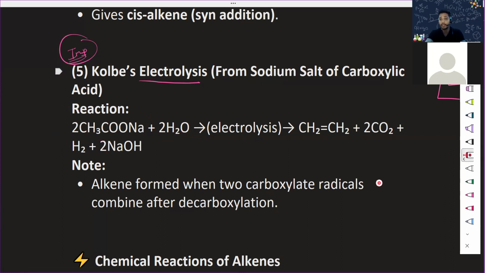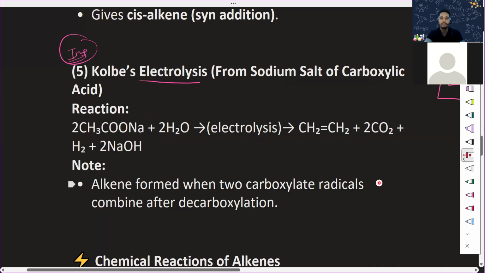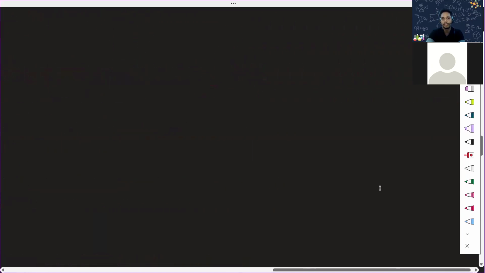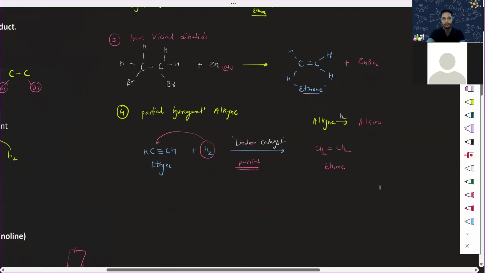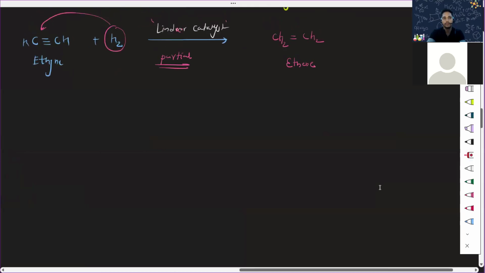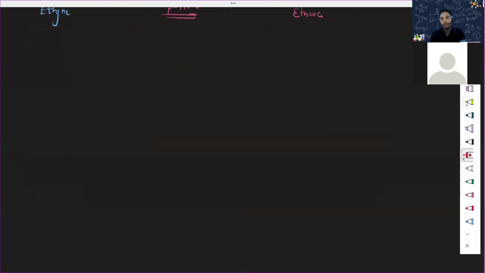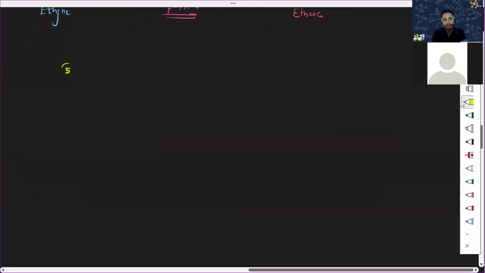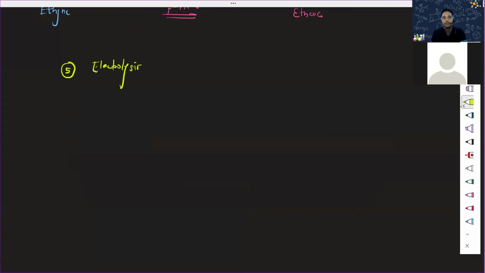That is very important. If you write one, it is wrong, because we are representing the formation of one molecule of ethene, right? So we have CH3COONa. Let me write here. Now we are going for the fifth one. You are going to help me. What is the heading for this? Electrolysis, or we can write Kolbe's reaction.